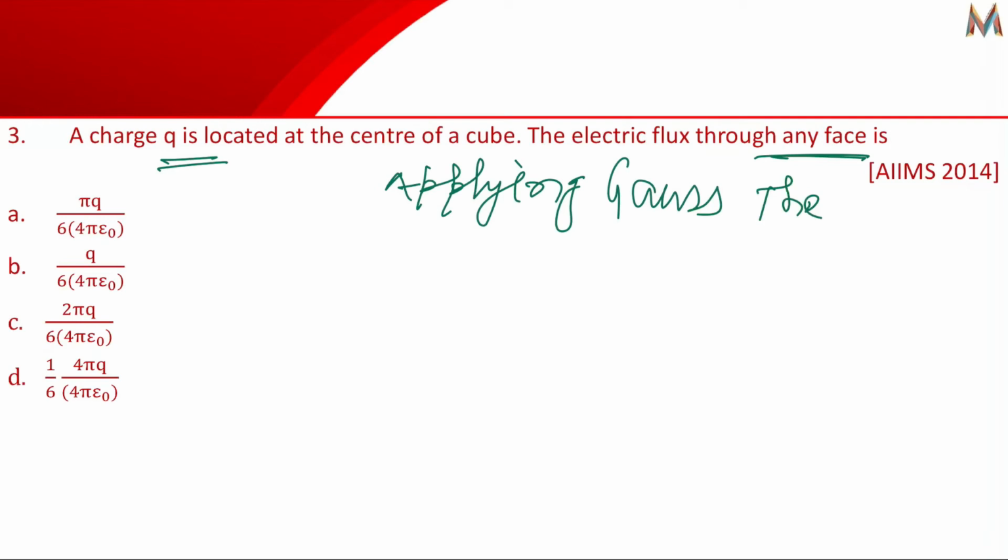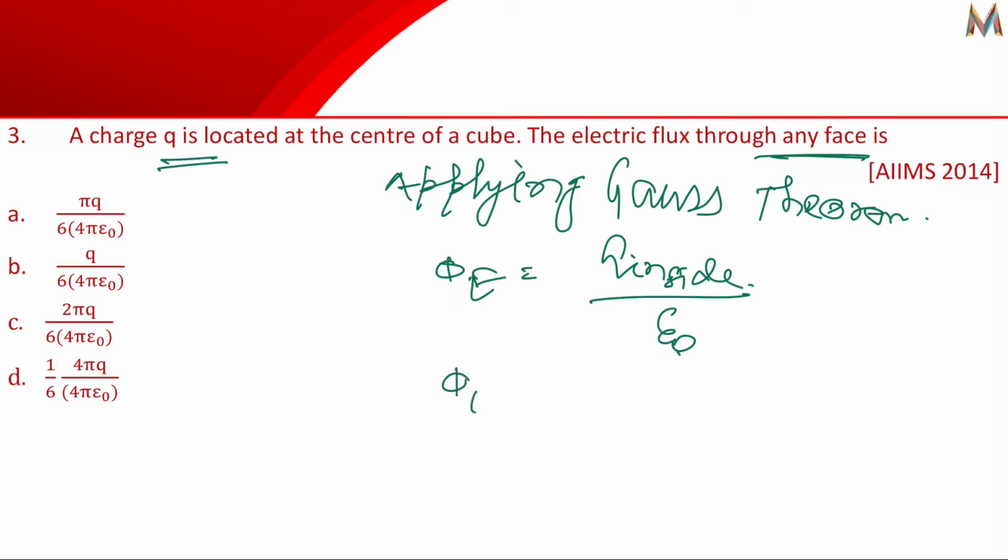So, if we apply the Gauss theorem, we can write phi e. We have to find what? Electric flux. Phi e equals q inside upon epsilon naught. Here q inside means inside the Gaussian surface, and that is the cube itself. So, inside there is the charge placed, phi e equals q upon epsilon naught.